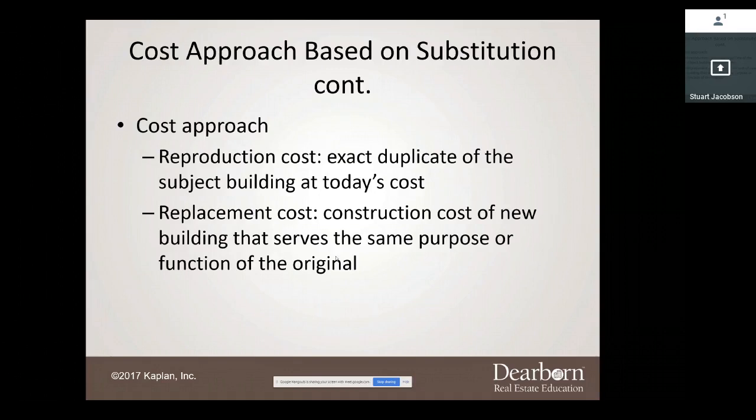Because sometimes you simply can't reproduce it the way that it was, an exact duplicate. I'll give you a perfect example. There's buildings that were built at the turn of the century that used asbestos. Asbestos is illegal. Asbestos was an awesome insulator. We talk about that in one of the chapters. It was an awesome insulator. But you can't use asbestos in buildings anymore. It's illegal. So obviously we cannot do a reproduction, which is an exact duplicate of that subject building. But we can do a replacement, which is replacing it with new building materials that fits the same purpose, used for the same thing, but not an exact replica.